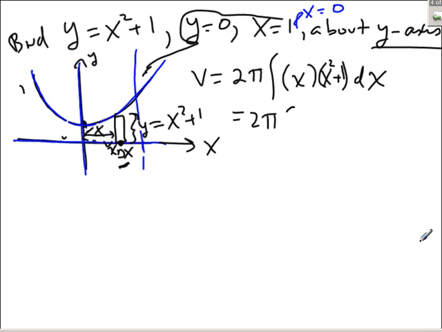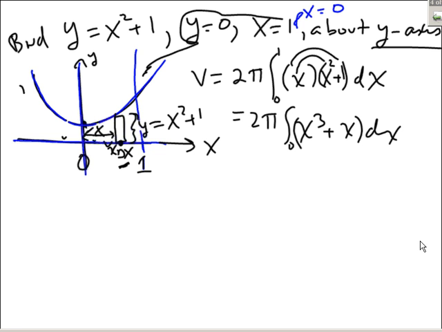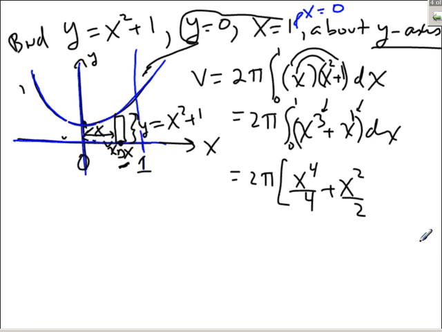equals 2 pi. If you distribute, you get x cubed plus x dx. And x is going between 0 and 1. Integrating this, we get x to the 4th over 4 plus x squared over 2. Add 1 to the power, get x to the 4th over 4. There's an understood 1 here. Add 1, get x squared over 2. And this is going from 0 to 1.